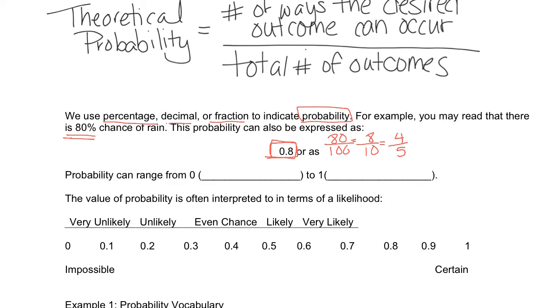We know that that is equal to 80%. So the probability can range from 0, which is 0%, or totally impossible, and that's the word that we use, impossible for 0%, to 1 or 100%, which means that it is certain that it is going to happen. There's a 100% possibility that it will happen. So we are certain that it's going to happen. So the value of probability is in terms of likelihood.